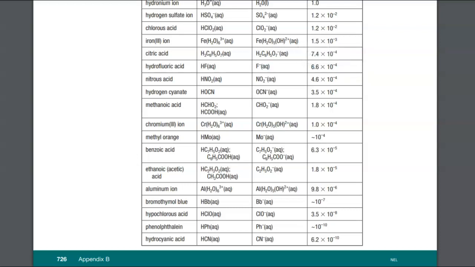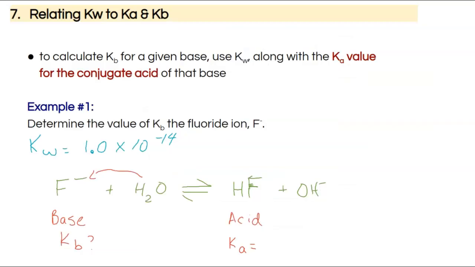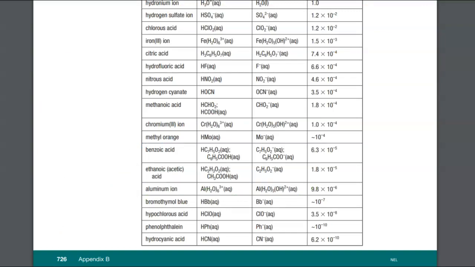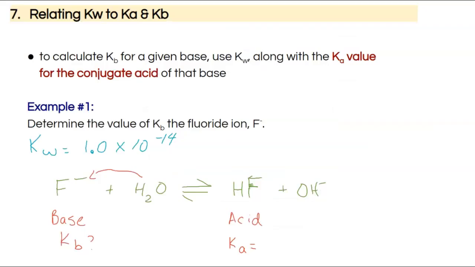So I'm going to go ahead and go back and write that out. Let me just double check that. 6.6 times 10 to the negative 4. Okay. So my Ka value for my conjugate acid is 6.6 times 10 to the negative 4. And so now I have all the information that I need in order to solve this problem. So I'm going to go ahead and do that.